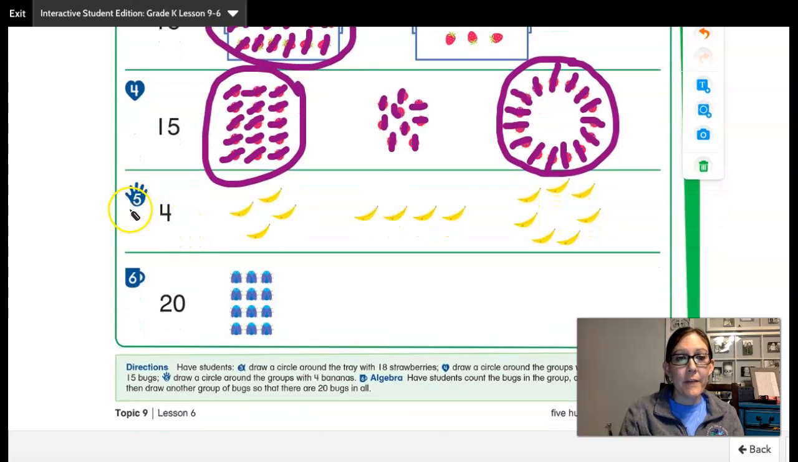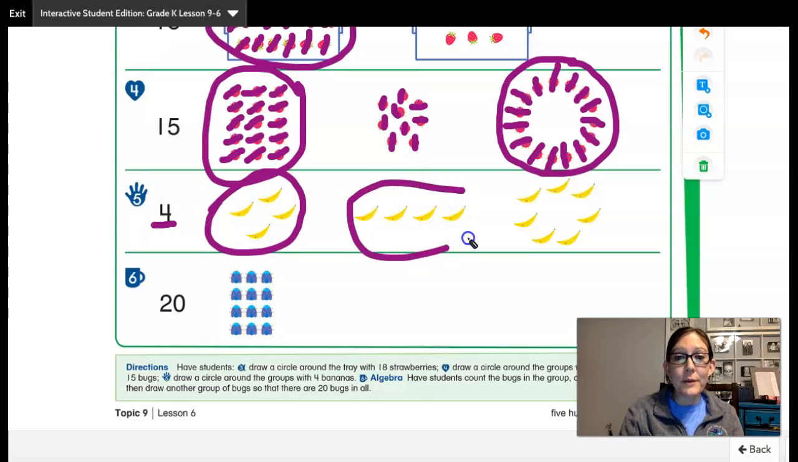All right, number 5, handprint. Can you read that number right there? That's the number 4. Can you find the group or groups of bananas that have 4? This one's a little bit easier. Can you see that this group has 4 bananas? 1, 2, 3, 4. Oh, do you see another group that has 4 bananas? 1, 2, 3, 4. Circle that group too.